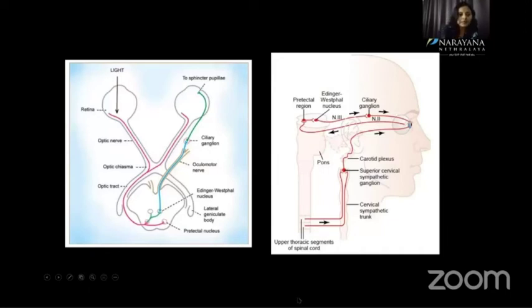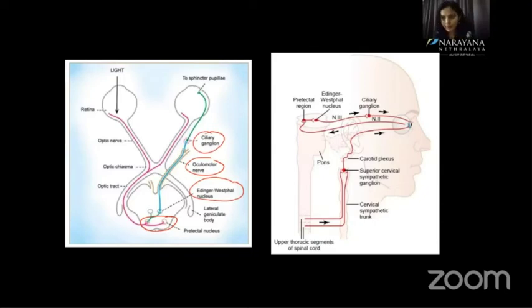So the parasympathetic supply is as follows. The afferent goes from the optic nerve through the optic tract and then to the pretectal nucleus here. So this is in the midbrain. Then from the pretectal nucleus, it goes to the Edinger-Westphal nucleus, and then thereon through the oculomotor nerve and through the ciliary ganglion, it supplies the sphincter pupillae through the short ciliary nerves.